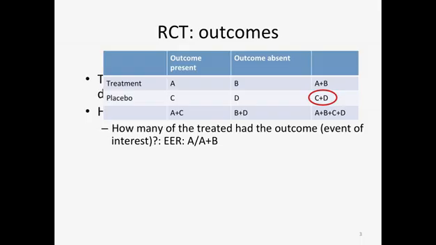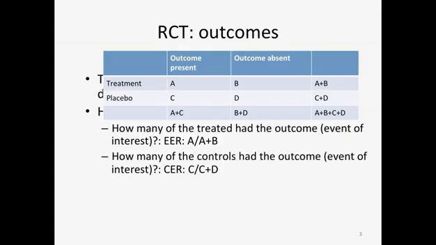Look at the table again. C plus D patients received the placebo. Of this, C got better. The ratio C by C plus D gives the proportion of people in the placebo group that experienced the outcome. This is called CER, or control event rate.